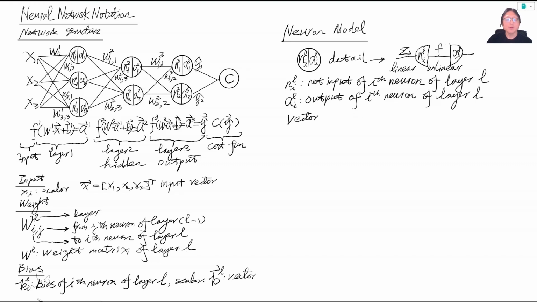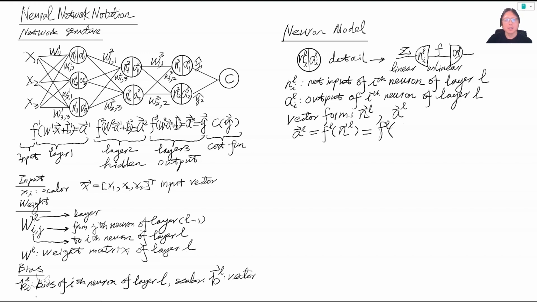Usually we write the net input and the output in vector form. Similarly, each layer has one vector of net inputs and one vector of outputs. Similar to before, we just put a little arrow on top of each letter. So the relationship between the neuron's output and the net input is A equal to F of N.